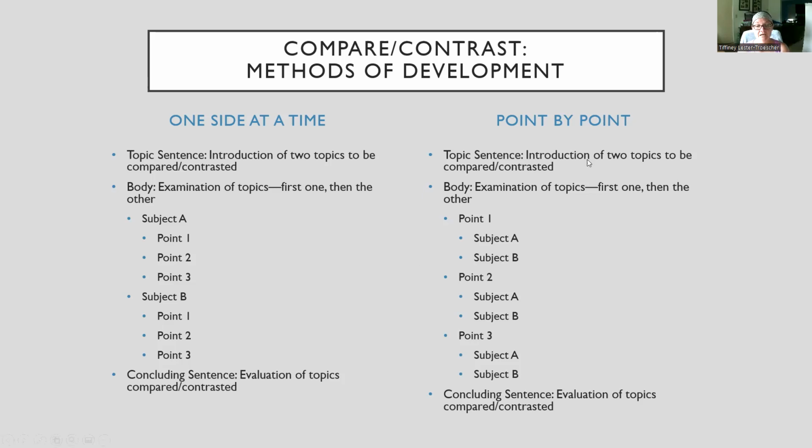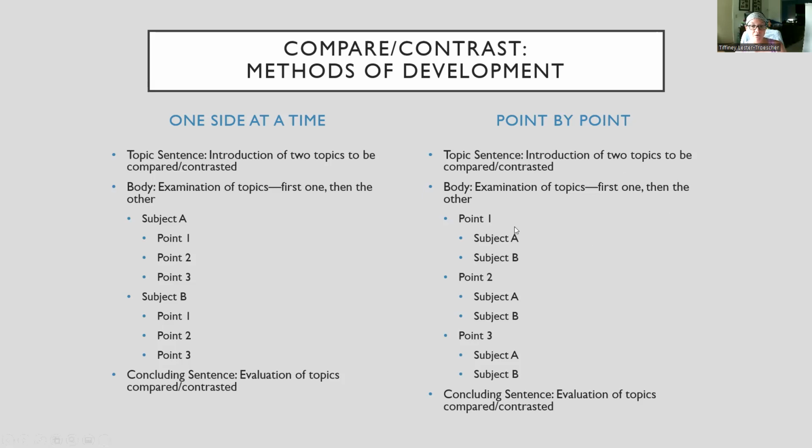Your other option is the point-by-point method of development. So you still have your topic sentence where you're going to introduce the two subjects and whether you're going to be comparing them or contrasting them, all right? And then the body of the paragraph actually does the comparing or the contrasting, except this time, you're going to organize the body of the paragraph by the main points. So you've got point one. This is the first similarity or the first difference.